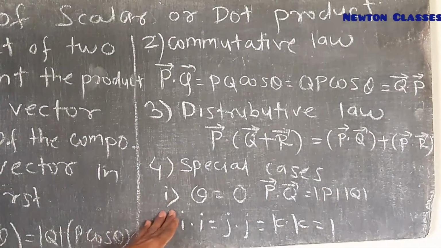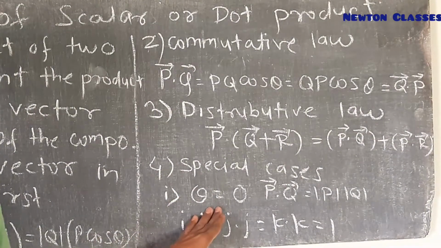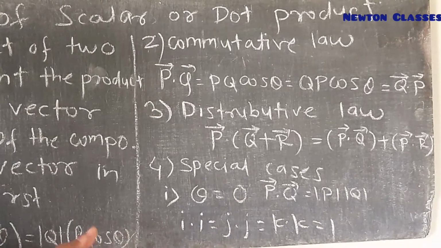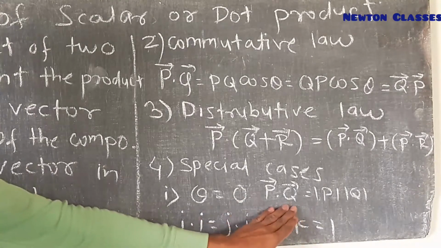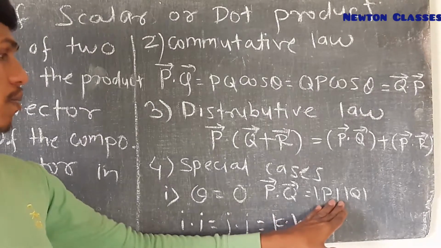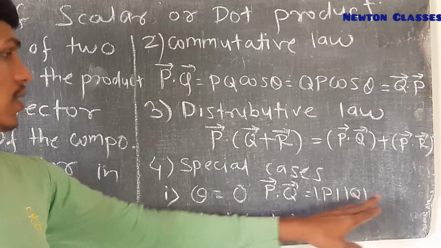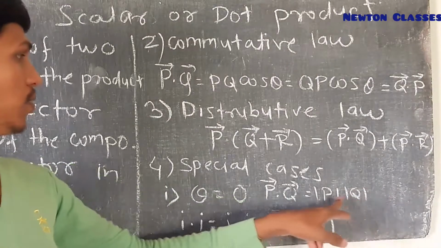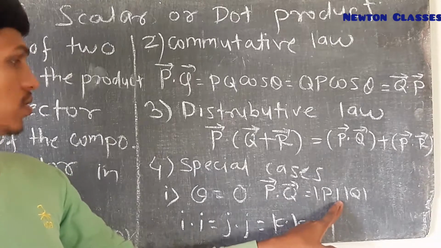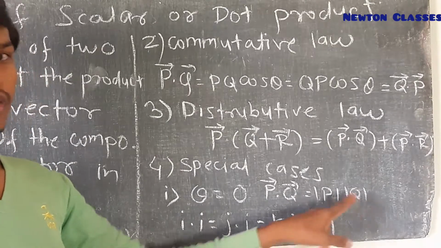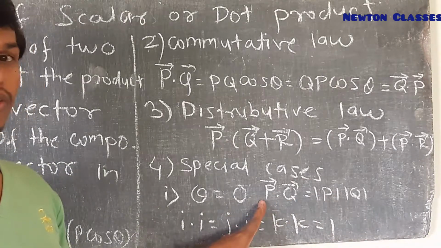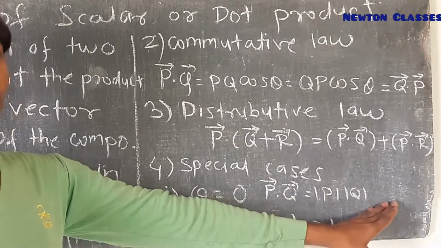The first special case is when the angle between two vectors is equal to 0, that is, the two vectors are parallel to each other. Therefore the dot product between them is equal to the product of their magnitudes, since cos 0 is equal to 1. Therefore the dot product is simply the product of their magnitudes. Now if the magnitude of p and the magnitude of q are equal to 1, then this dot product gives the answer 1.